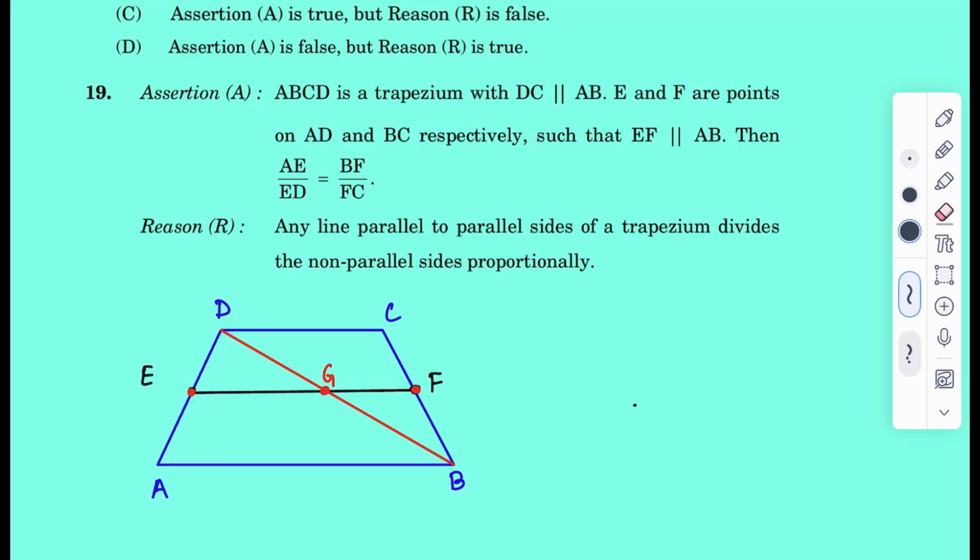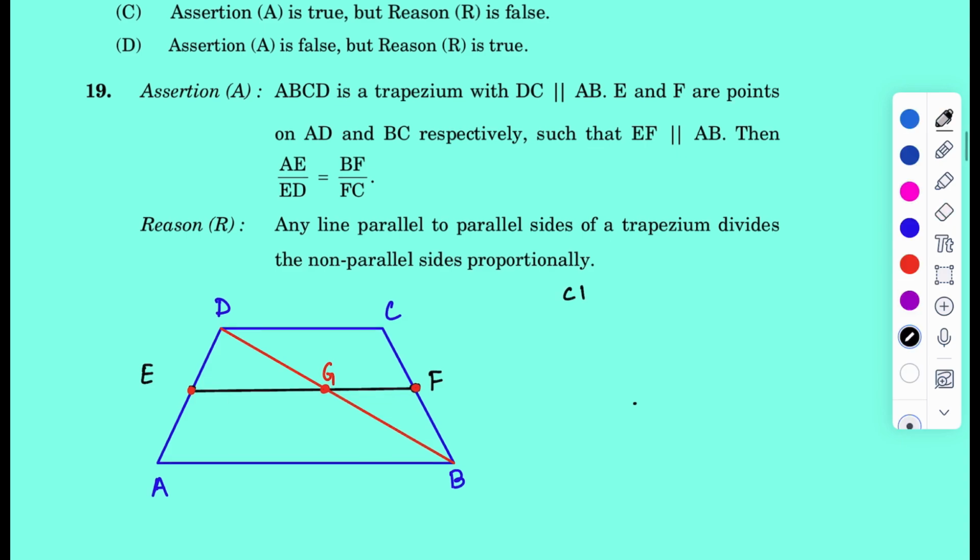ABCD is a trapezium where CD is parallel to AB. It is given CD is parallel to AB. This implies that EG is parallel to AB and GF is parallel to DC. It is given to us. It is an assertion and reason type question, and we have to check whether it is true or false.